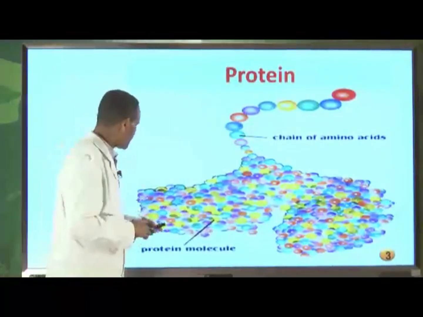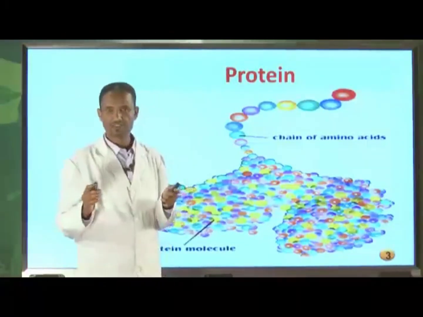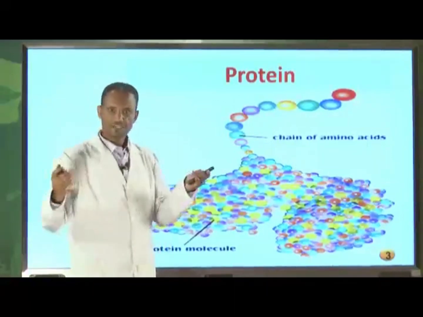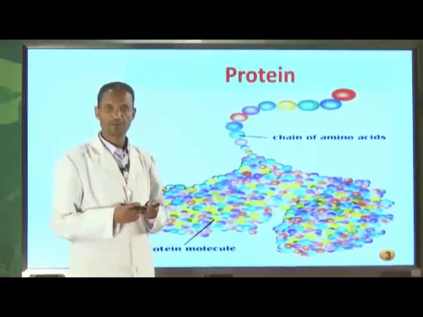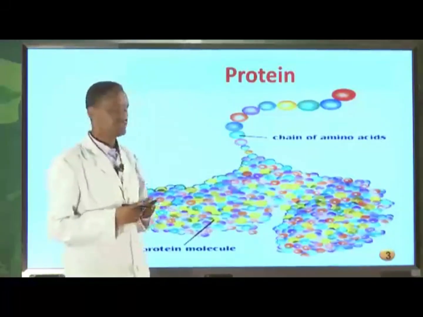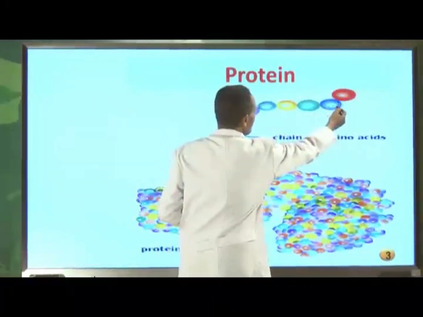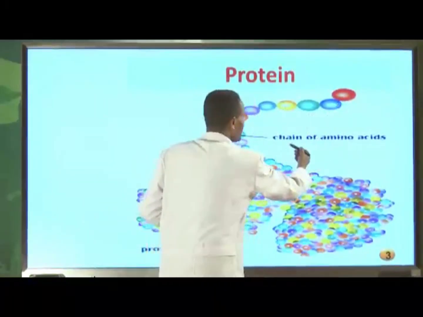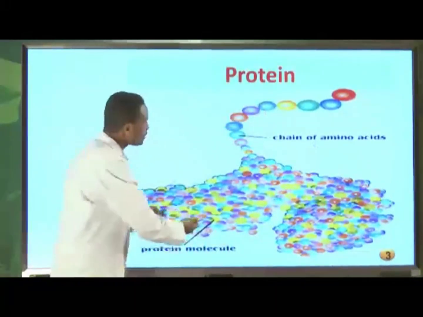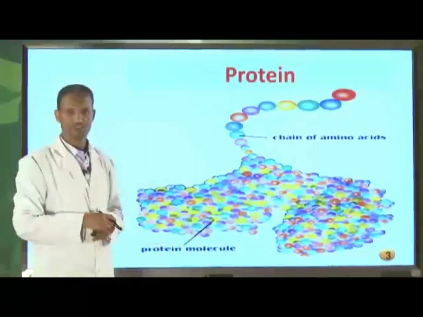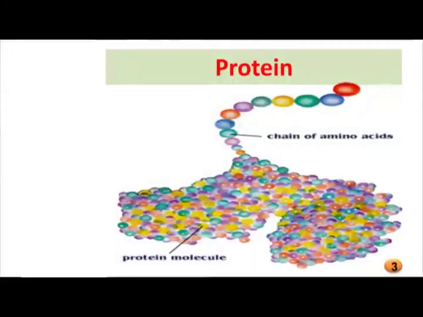If you see this diagram, you know that the monomer of protein is amino acid. Different amino acids bonded together by the peptide bond form a polypeptide. Now, if you take this single amino acid, it can attach with another amino acid and they can form a chain of amino acids. Now, this chain of amino acids can form a protein molecule. Now, how can this be formed? Let us see the process.